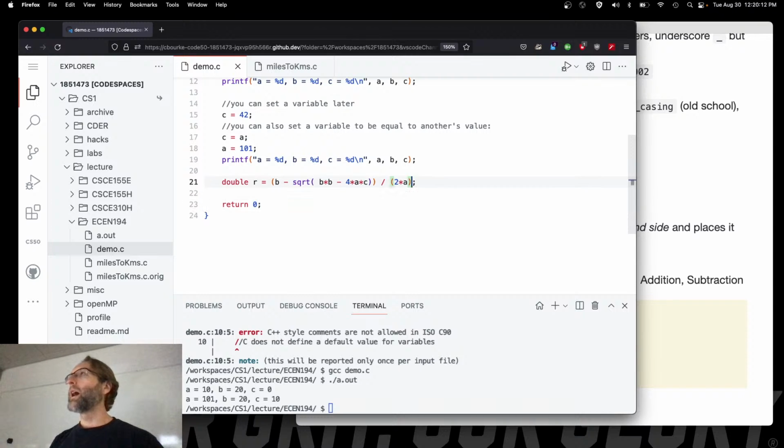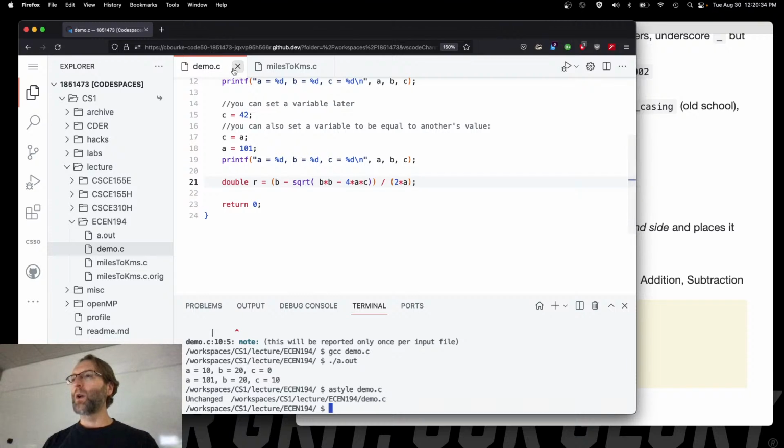Right. Now, horizontal white spacing. Should I put spaces everywhere, or should I keep it all together, or something like that? That's going to be a stylistic choice that's up to you. I wonder what A style would do, though. A style demo. Remember A style? It'll style it for you, right? And then you have to close it and open it. See what it does?